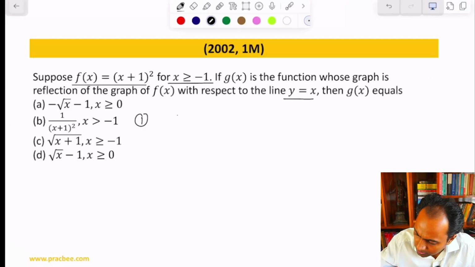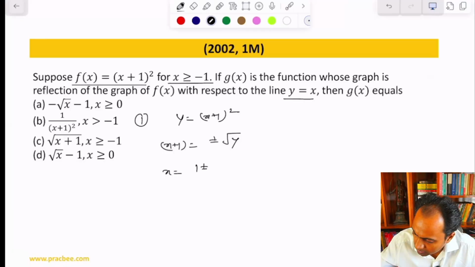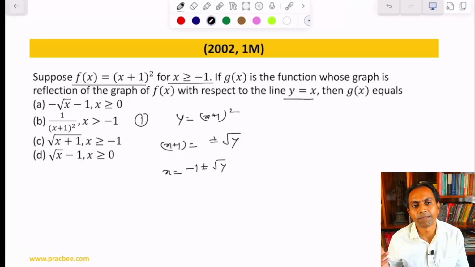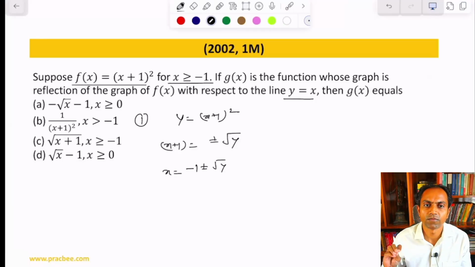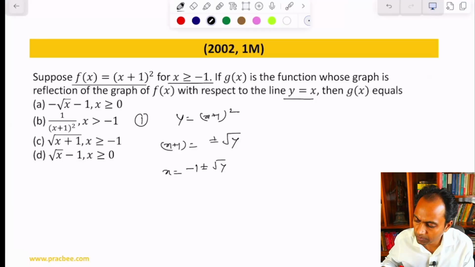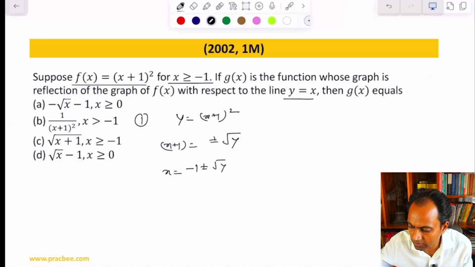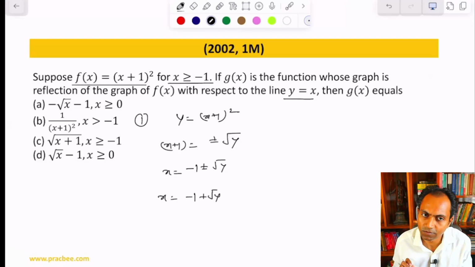So what we are going to do is again write this as y is equal to (x+1) whole squared. So x+1 would be equal to plus minus root of y, and the value of x comes out to be −1 plus minus root y. Now, when this inversion happens, the domain of the first function becomes the range of the other. That would mean if I am looking for the values of x now, it needs to be greater than or equal to −1. So I can't take both signs. Since the value needs to be greater than −1, this sign needs to also be positive.